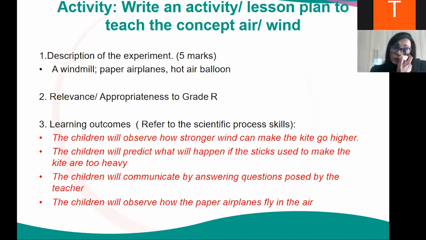Now, when you are writing down your learning outcomes, you would write it as follows. The children will observe how stronger wind can make the kite go higher. The children will predict what will happen if the sticks used to make the kite are too heavy. The children will communicate by answering questions posed by the teacher. The children will observe how the paper airplanes fly in the air. Now, in these outcomes, the scientific process skills are observe, predict, communicate, observe.